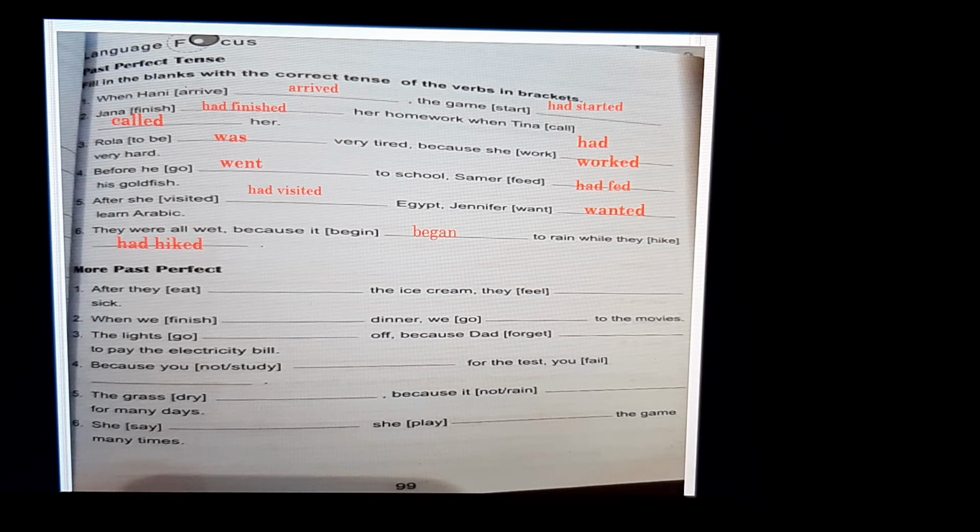Number 3, Rula to be very tired because she worked very hard. Is it that Rula was tired, then she worked hard, or she worked hard, then she became tired? You're excellent, very good. So it is that she had worked. This is the first one, so I put had and ed. Then she felt tired, so I put it in the past. Verb to be in the past is was or were. Rula is singular, so you put was.